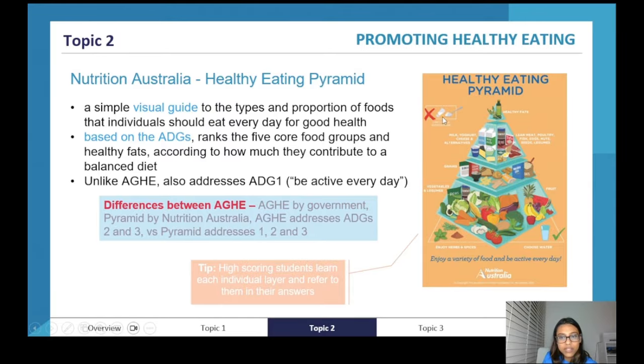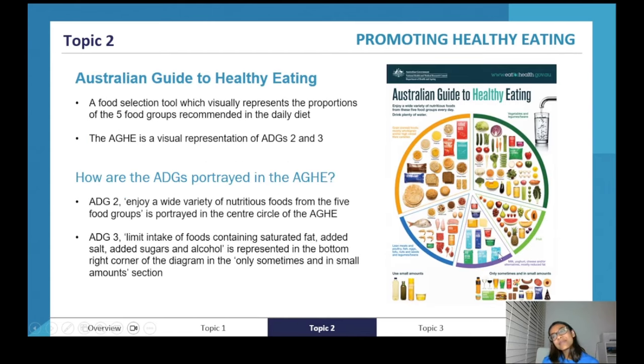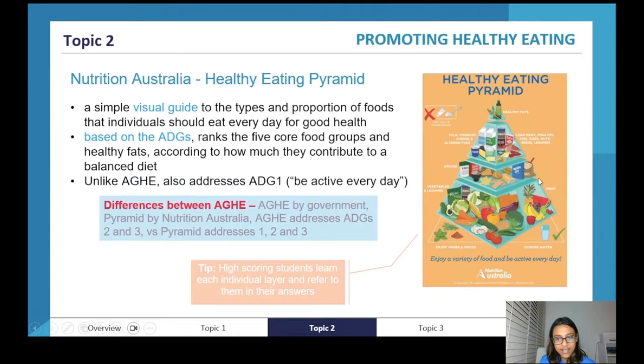We've got no added salt and sugar. We've got water, and we've got spices. We've got small amounts of oil, and then only sometimes and in small amounts down here. So knowing what's outside is important as well, and knowing what the differences are between the government one and this one, and the differences in the visual representation of healthy eating as a concept across these two visual resources, how they're different, what they include outside of it.